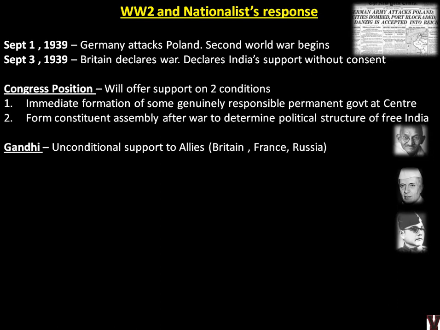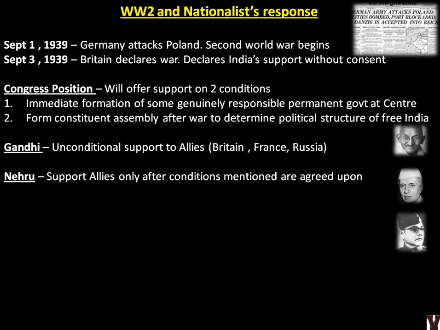We'll see. Mahatma Gandhi told he is ready to give unconditional support to the allies, that is Britain, France and Russia. Why? Because Gandhi always believed that we should not attack or target our enemies when they are in trouble. Britain was worried about World War II, so we should not demand anything drastic at this point. But what about Nehru? Nehru told we will support the allies only after the conditions mentioned are agreed upon. First accept our conditions, then we will support.